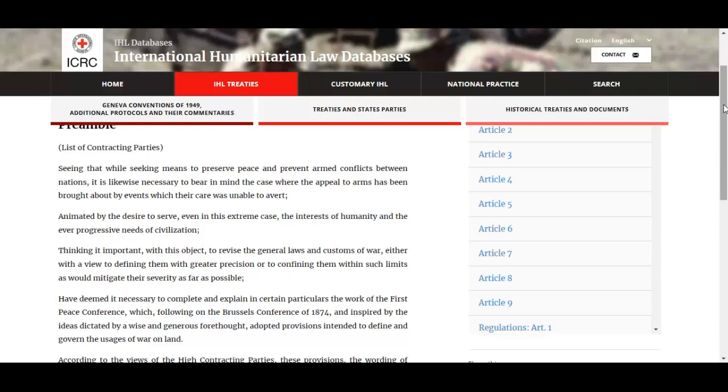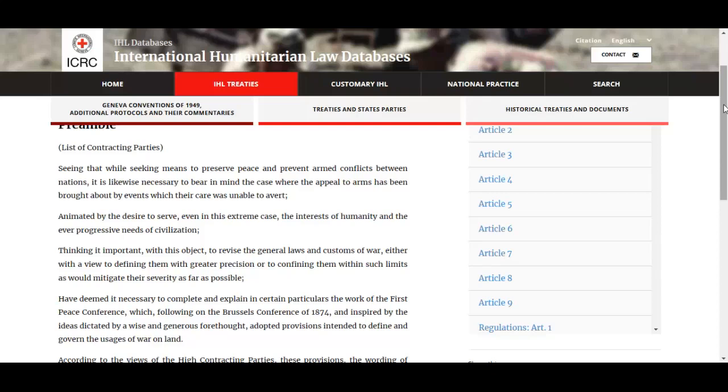have deemed it necessary to complete and render more precise in certain particulars the work of the first peace conference, which, following on the Brussels Conference of 1874, 1 year after the Slave Trade Act, and inspired by the ideas dictated by a wise and generous forethought, adopted provisions intended to define and regulate the usages of war on land, according to the views of the high contracting parties.